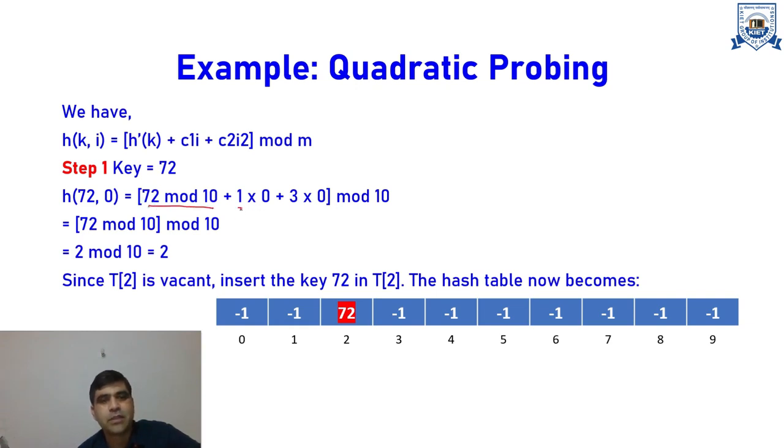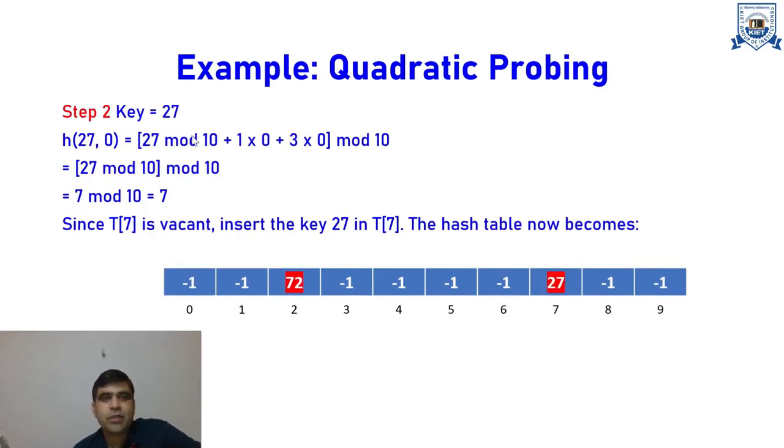Then C1 is equal to 1, C2 is equal to 3, and this is the first probe, so the value of I is equal to 0, and finally mod 10, so it comes out to be 2. So location number 2 is free, so we'll store this key 72 into this location, right?